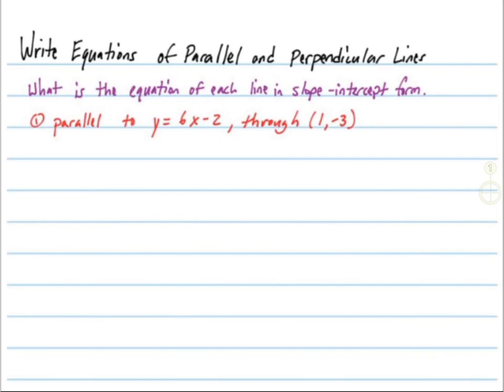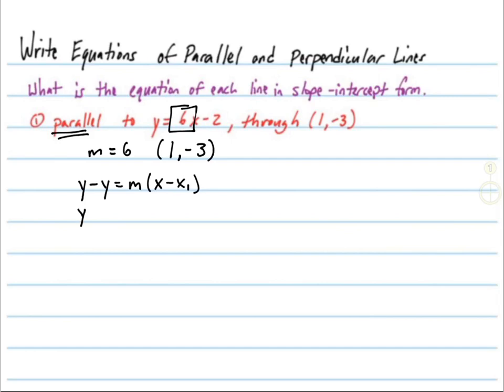Well, since I'm talking about parallel, I'm going to take the exact same slope they used here. So I know that m is 6 in this case. And I've got my x1, y1 point of (1, negative 3). So I'm going to start by putting this into point-slope form. So I'm plugging in this information. That means I'm going to get y minus negative 3, so that'd be plus 3, equals 6 times (x minus 1). They asked for our answer in slope-intercept form, so I have to simplify.